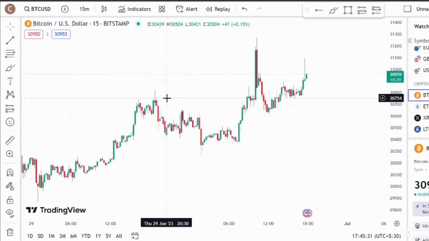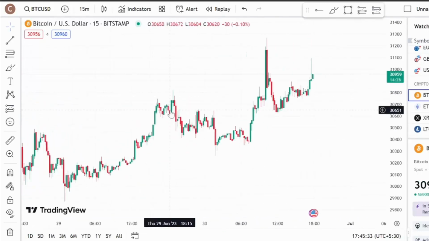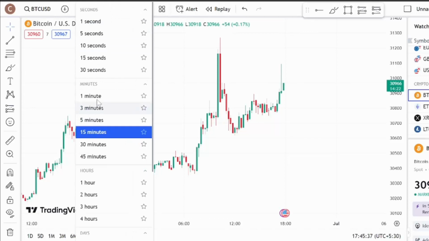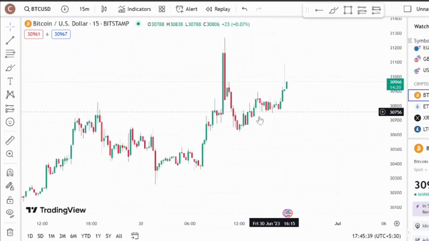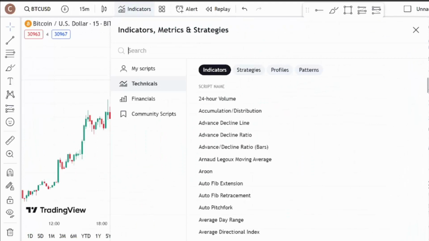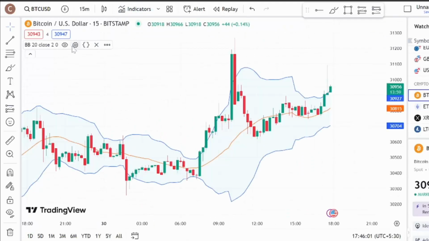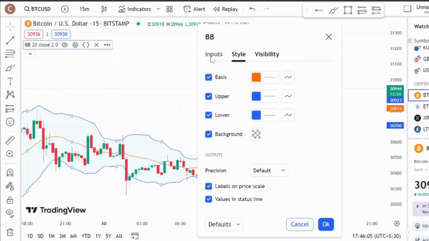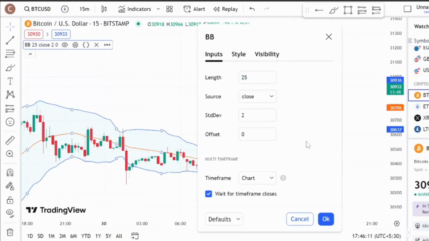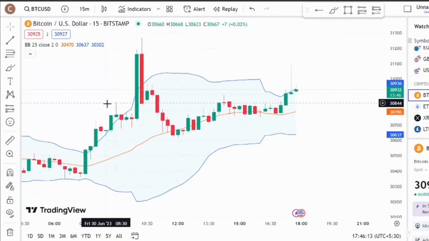In today's video, we're going to dive into an exciting trading strategy of Bollinger Bands. This strategy needs a 15-minute time frame chart. And of course, now we have to go on indicators and search for the Bollinger Bands. Once we applied the Bollinger Bands, now we have to go on its settings and inputs, then length will be 25. Keep this in your mind that 25 length is very important for this strategy.